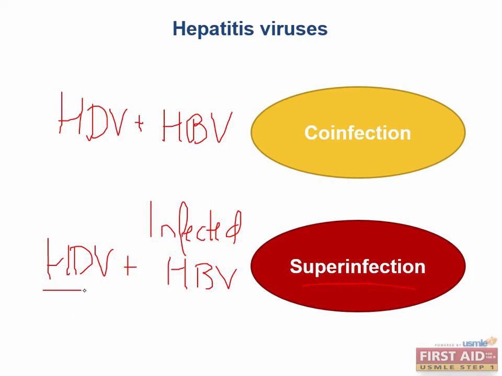If hepatitis D virus infects a patient who has already been infected by hepatitis B virus, then it results in what is called a superinfection. The key difference between these two infections is that in co-infection, hepatitis D and hepatitis B virus infect the cell at the same time, while in superinfection, hepatitis D virus infects the cell after it has already been infected with hepatitis B virus.